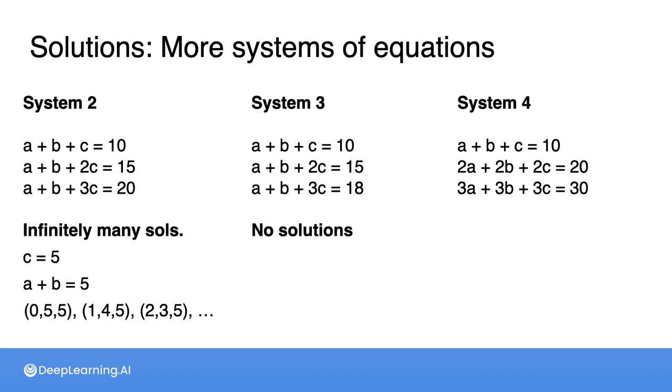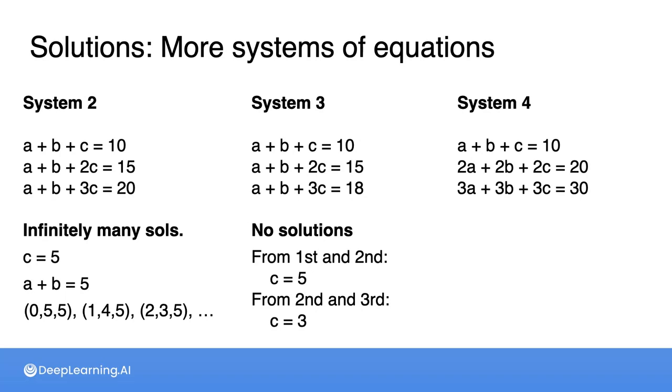Why? Well, from the first and the second equation, c is equal to 5. However, from the second and the third, c is equal to 3, because from the second equation to the third one, you bought an extra cherry and you paid an extra $3. So c is equal to 5, but c is equal to 3. That's a contradiction, so system 3 has no solution.